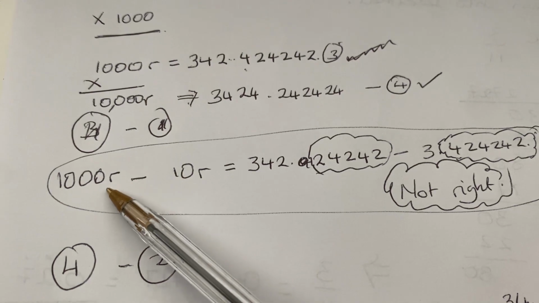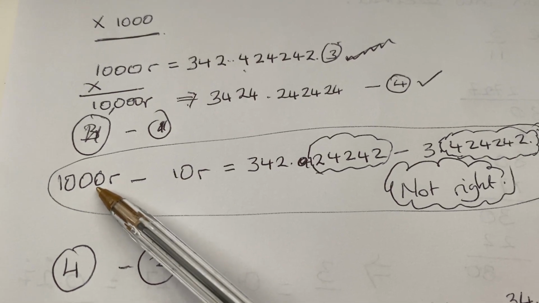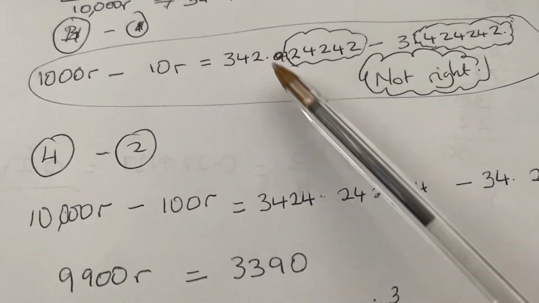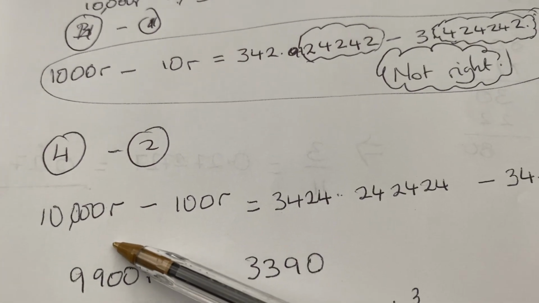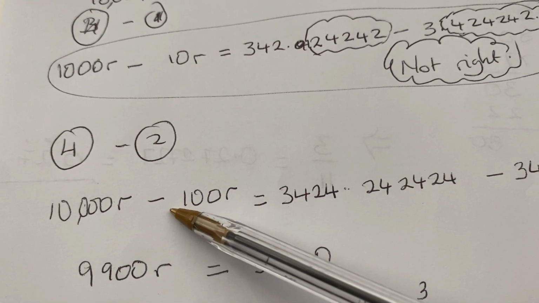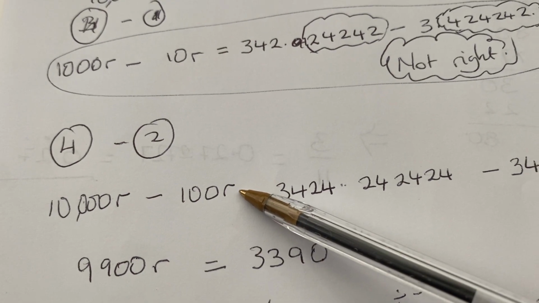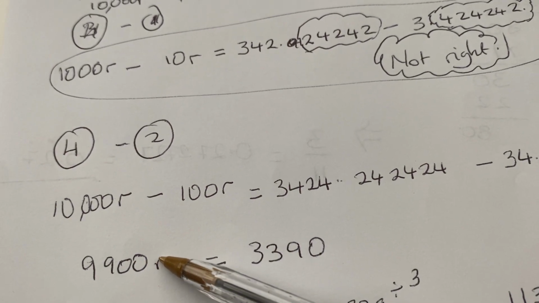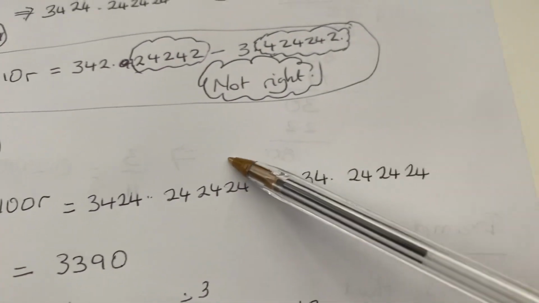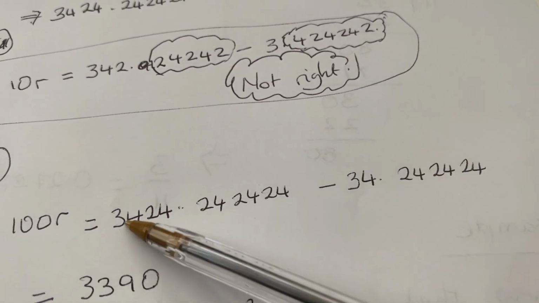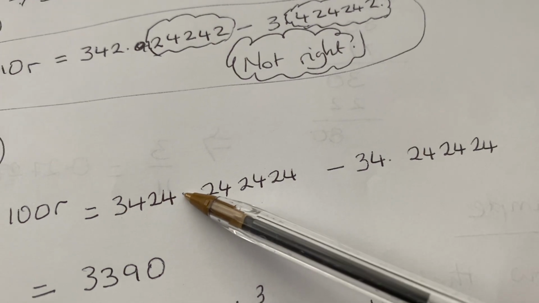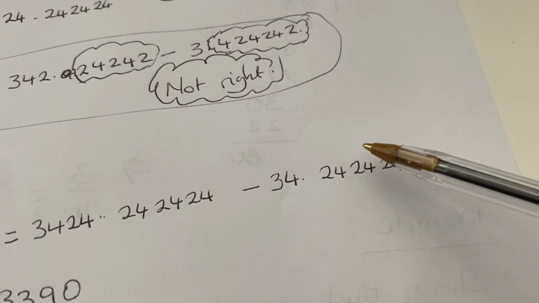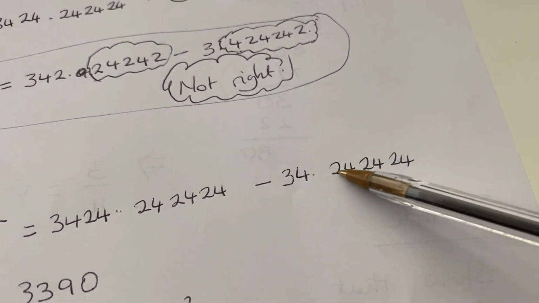I'm going to get 1,000. No, this is not the right one, which I've already shown you. So I'm going to get 10,000R minus 100R, which will give me 9,900R. Then this bit here, 3424 point, all these recurring decimals. So this part will take care of this part.